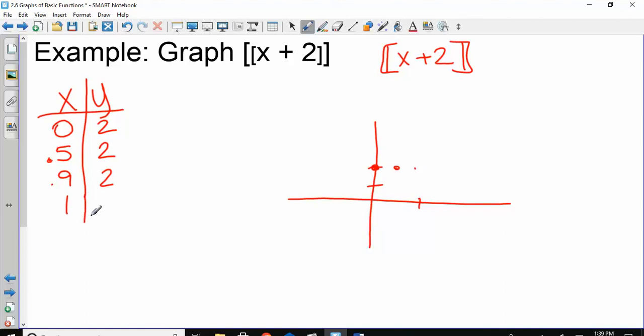But what happens when I put in a 1? We get 3 out. So 1, 3 is the beginning of the next step. So you put an open circle right underneath that so we can see the step is just 1 unit long, and you jump up 1. So we'll stay on this step until we get to 2, and then we would jump up.